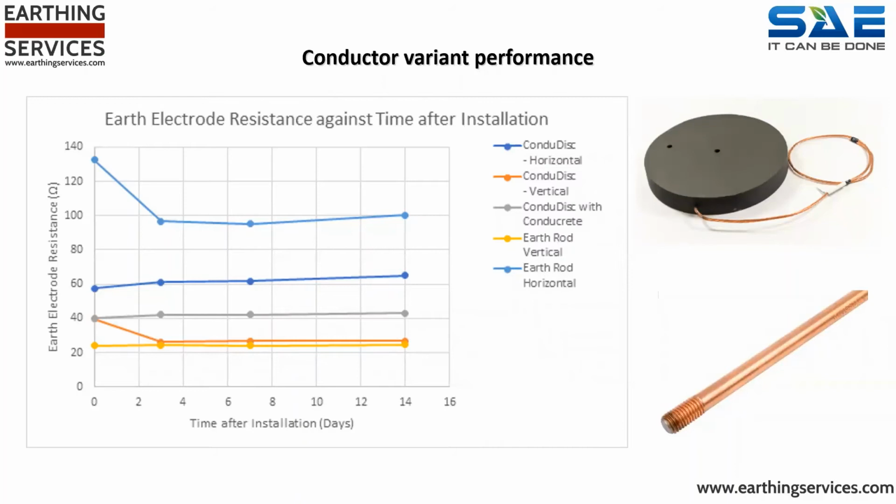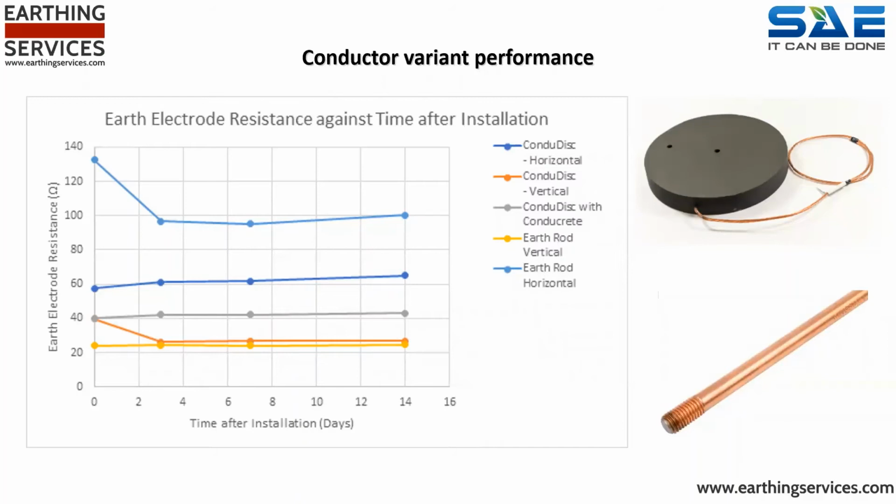If we draw our conclusion as to which is the best performing conductor on this graph, then the yellow line, being a vertically installed earth rod, is the lowest apparent resistance, therefore notionally best performing conductor. Second place will go to the red line, being the vertically installed Conjudisc. These results were quite surprising.